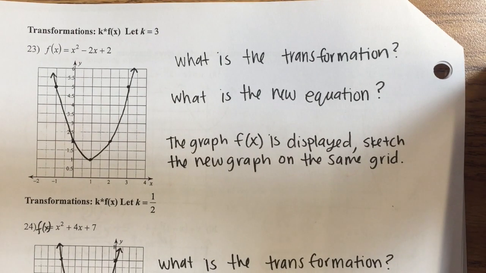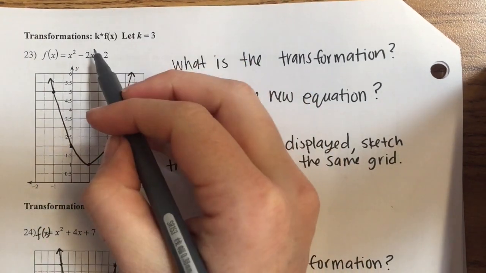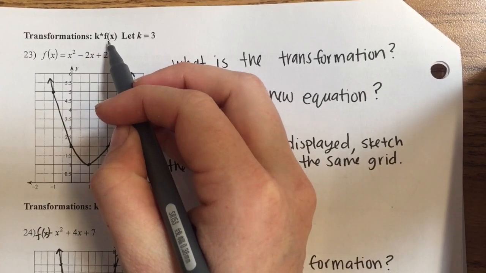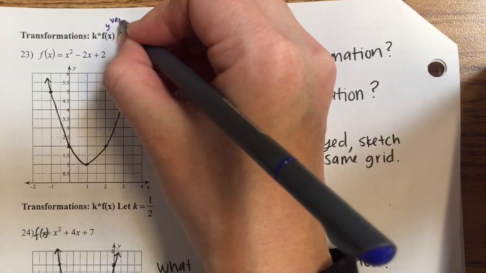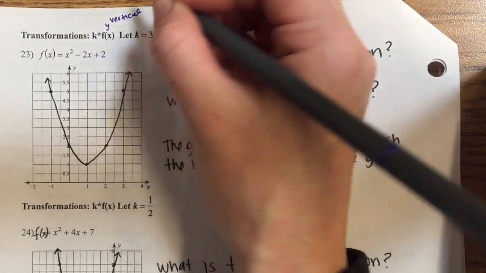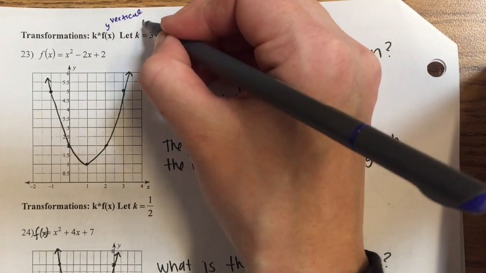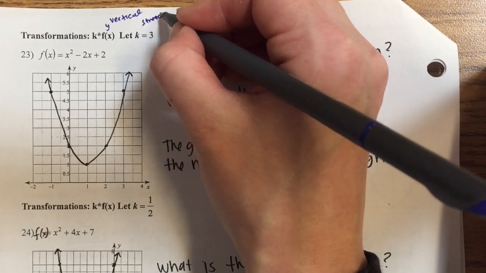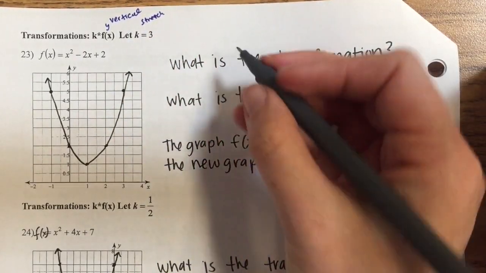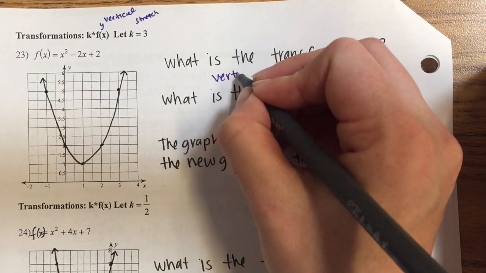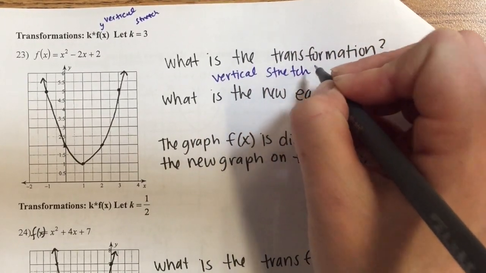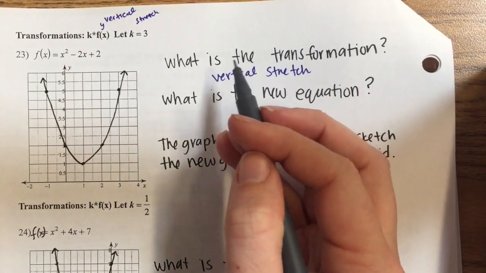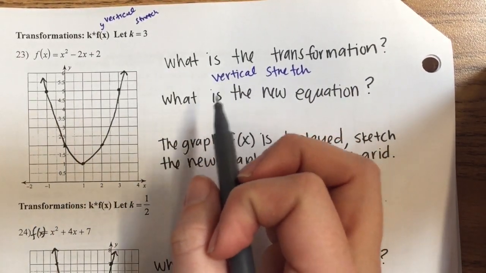Now we're in the transformations. I have k times f of x. That means that it will be a vertical, and a 3 would make it stretch. What is the transformation? Vertical stretch. And if you don't know it, you can skip it and come back after the graph.